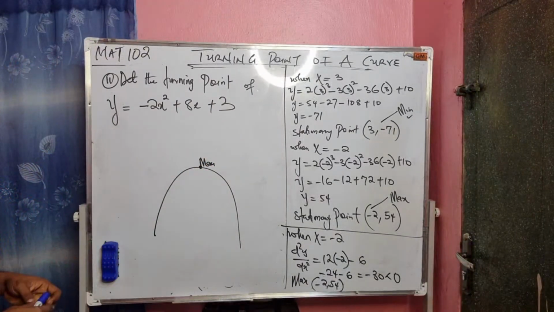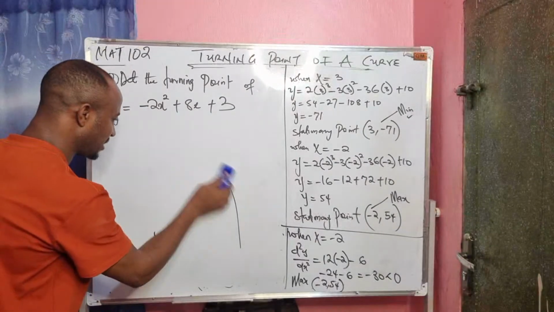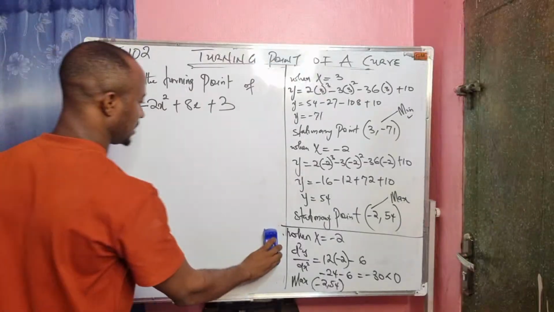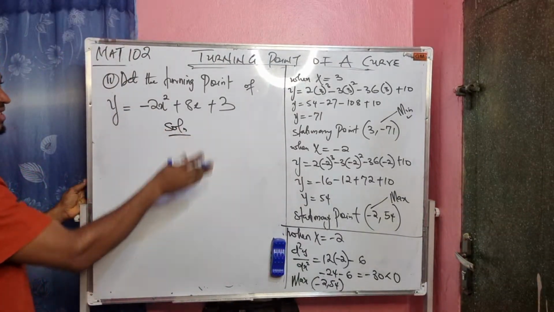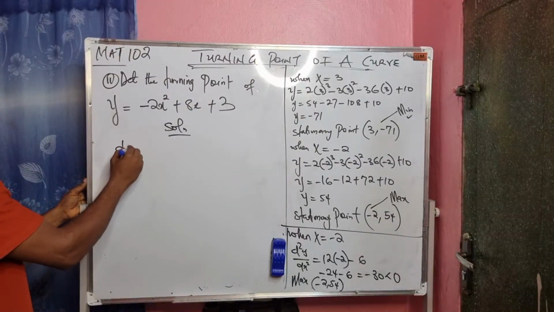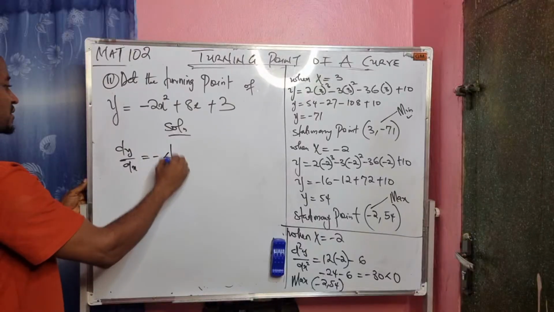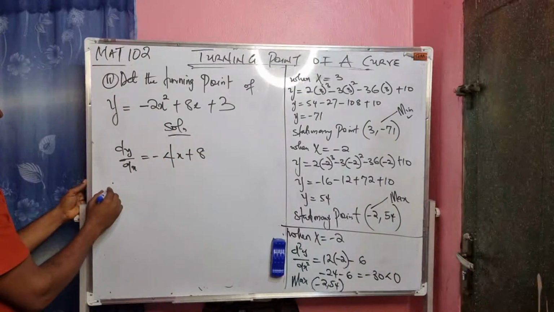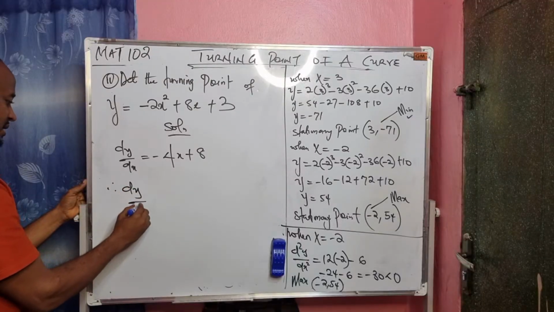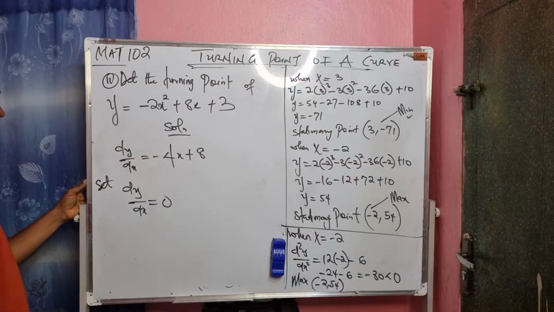But let's find the turning points, meaning the stationary points. So let's go. Solution to this. Now we understand the steps. I will just differentiate this. dy/dx of this will give us -4x + 8. Then I will set dy/dx equal to 0.